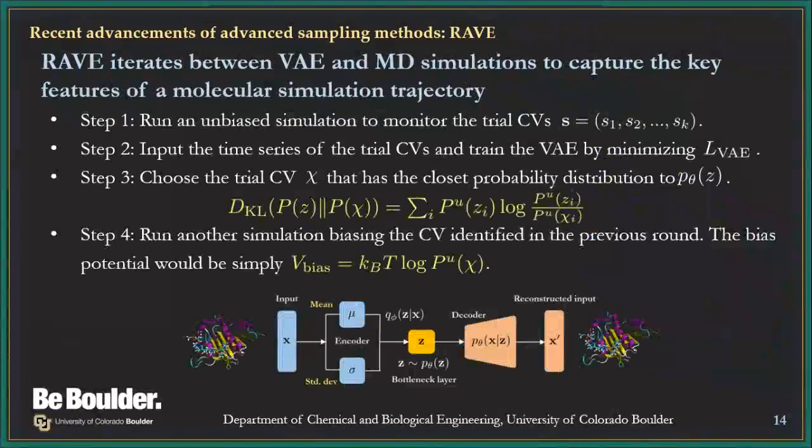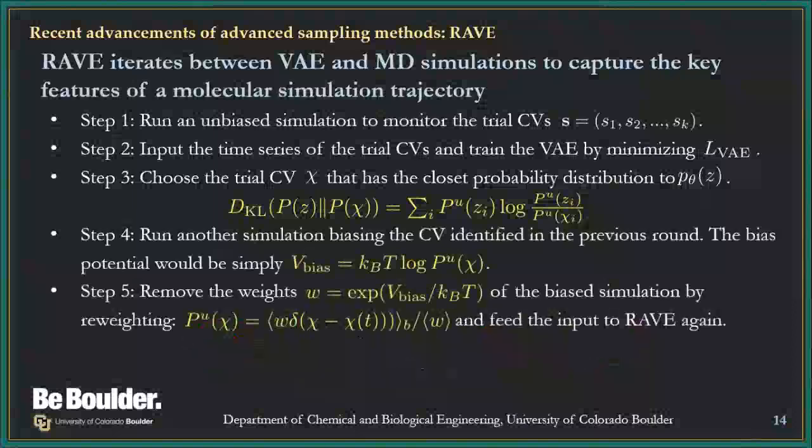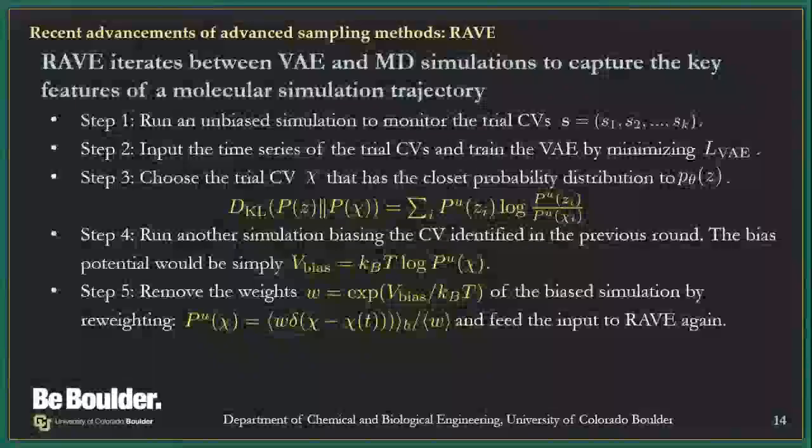Okay, so I think this slide basically shows the protocol of using the RAVE algorithm. So let me see. This is how RAVE works. First of all, we run an unbiased simulation, just like a standard MD simulation, to monitor some candidate CVs. So we basically just calculate those CV time series in the first step. And then we use this time series as an input to the RAVE algorithm.